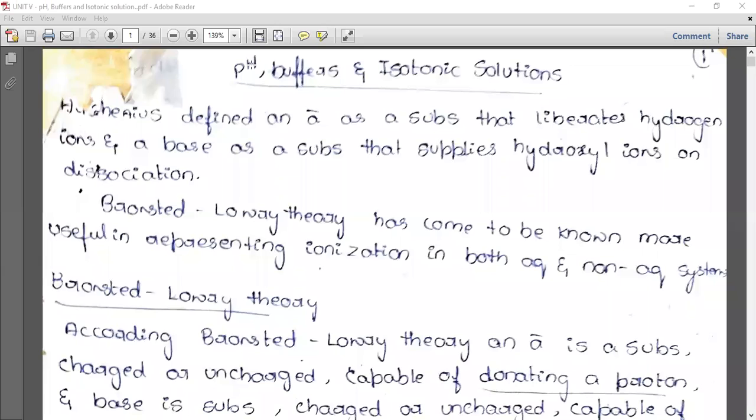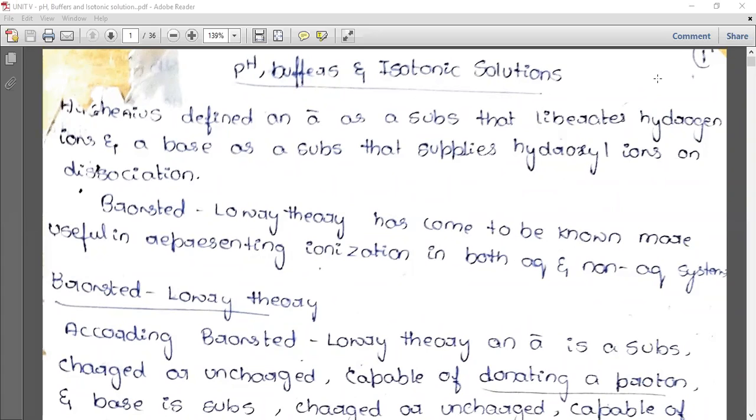What is acid and base according to Arrhenius theory? Anybody has any doubt or didn't understand? I'll repeat if you want. Understood? Am I audible? Yes, ma'am. You're clear with what is Arrhenius theory, what is an acid and base according to Arrhenius theory, right?